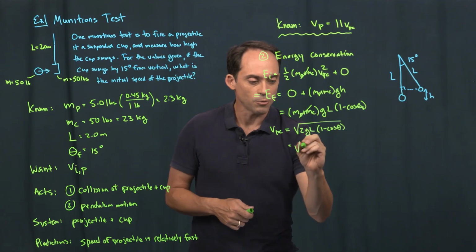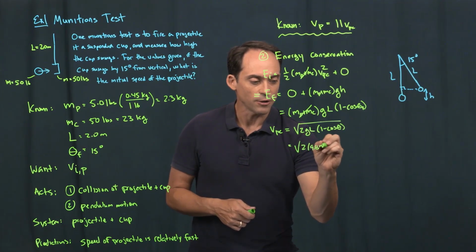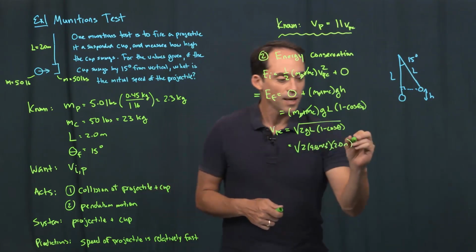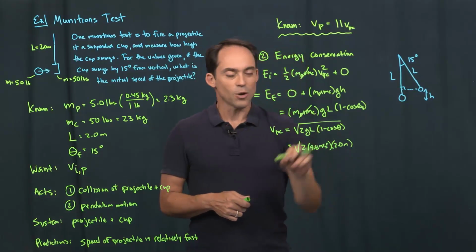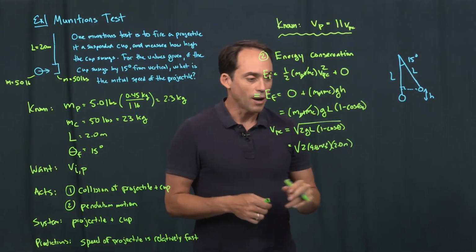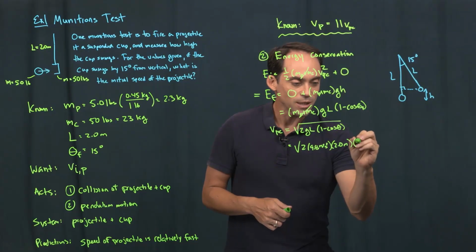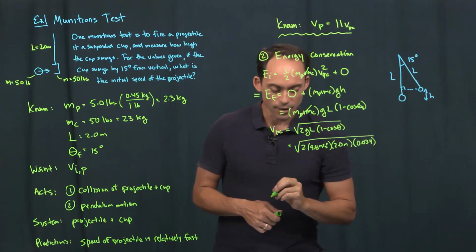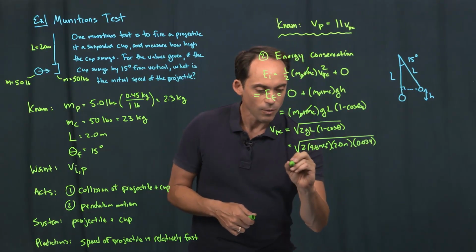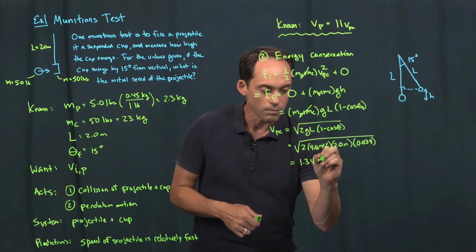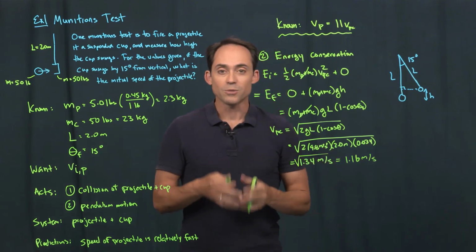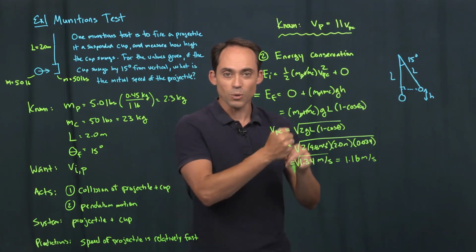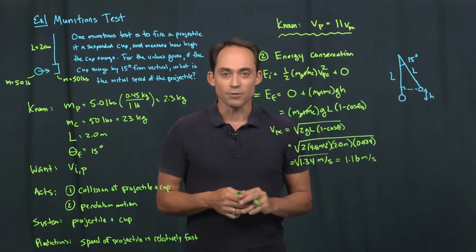And if I put in some numerical values here, we've got 9.8 meters per second squared for g. We have a length of 2 meters for the pendulum. And for 1 minus cosine θ, this is cosine of 15 degrees, which is about 0.97, so this turns out to be 0.034. All right, and if we calculate that number completely, we end up with 1.34 meters per second for the speed of the combined projectile and cup just as it's about to swing up, because it reaches an angle of 15 degrees.